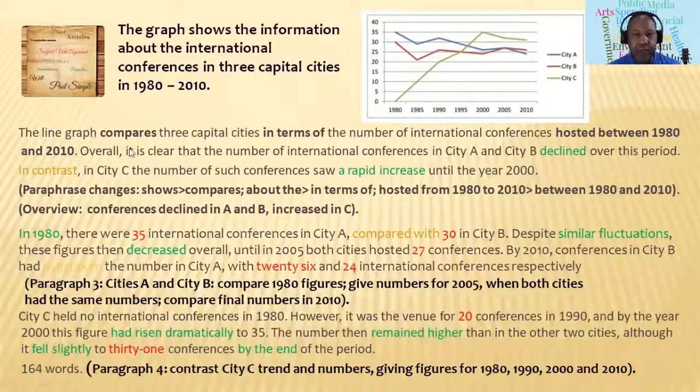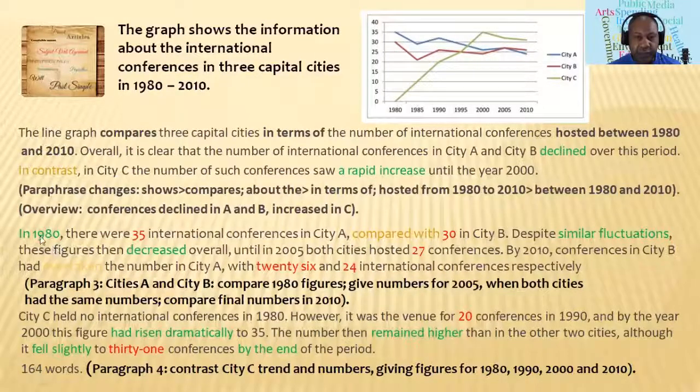Then we look at the overview. It is clear that the number of conferences in City A and City B declined over this period. It is very clear. In contrast, or opposite, in City C, the number of conferences saw a rapid increase until 2000. So our overview tells us almost everything we need to know: conferences declined in A and B, increased in C. That's what happened.